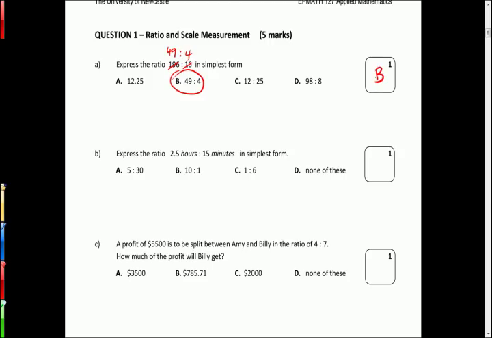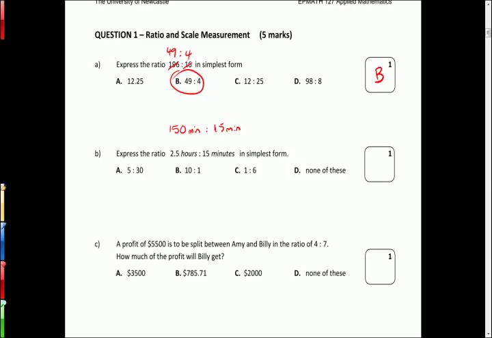B. Express 2.5 hours to 15 minutes in simplest form. Well, like I just said, simplest form involves the same units, or no units. First you're making the same units, and then we don't need them anymore. I could convert 15 minutes to a quarter of an hour, or I could convert 2.5 hours to 2.5 times 60 minutes, which would be 150 minutes. Either way, I prefer to go the minutes. 2.5 times 60 is 150 minutes. So it's 150 minutes as a ratio to 15 minutes.